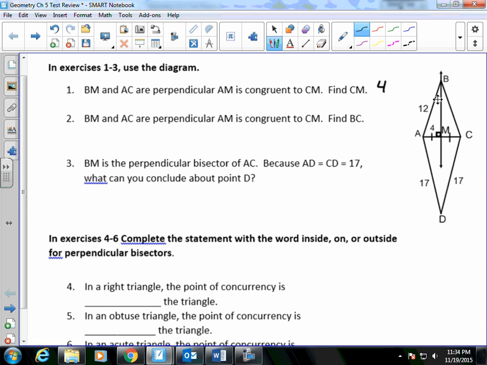All right, so since we know that BM is perpendicular to AC and that AM and CM are congruent, that means that BM has to be a perpendicular bisector, and any point on the perpendicular bisector is supposed to be equidistant to the endpoints of the segment it's perpendicular to. And so since B to A is 12, going to that endpoint of AC, then B to C, going to this endpoint of AC, should be the same. So therefore, the length of BC is going to be 12.